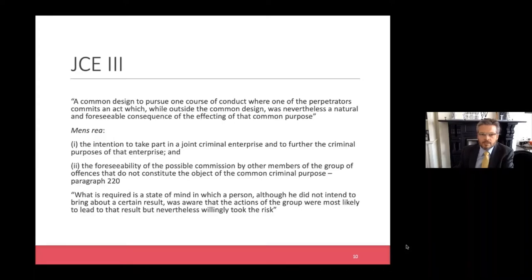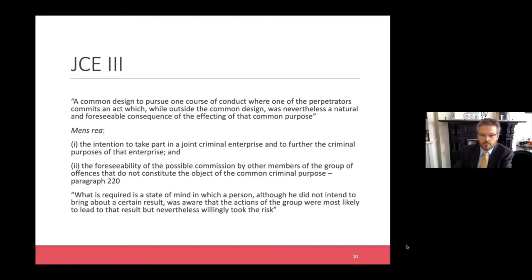This is where it gets spicy. And the thrust of the controversy will be familiar to us in this jurisdiction. The third category of case involved a common design to pursue one course of conduct where one of the perpetrators commits an act which, while outside the common design, was nevertheless a natural and foreseeable consequence of the effecting of that common purpose. An example of this, the Appeals Chamber said, would be a common shared intention on the part of a group to forcibly remove members of one ethnicity from their town, village, or region to effect ethnic cleansing, with the consequence that in the course of doing so, one or more of the victims is shot and killed.